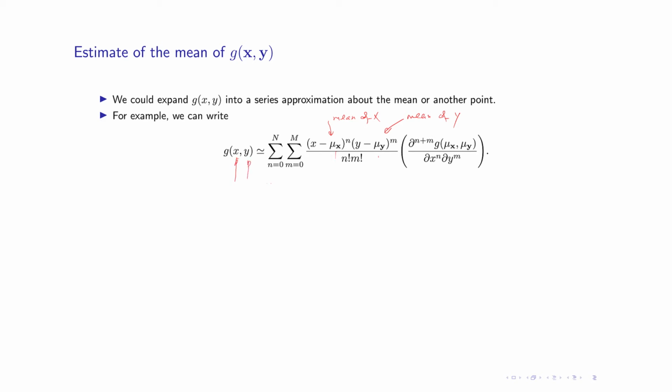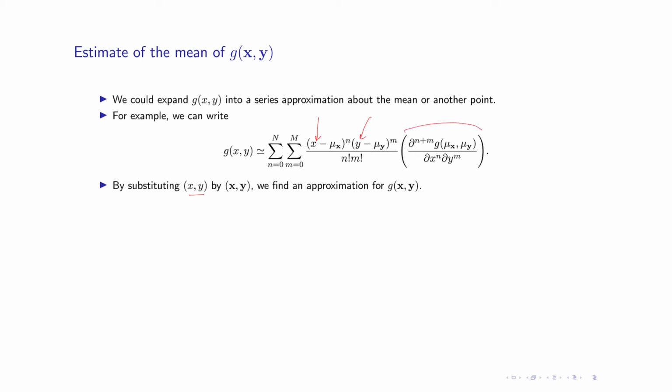So if we substitute these x and y with random variables x and y, we get an approximate random variable, and then we can calculate the expected value of both sides. We substitute this pair of x and y by x and y, here and here only. And remember that this part is the derivative of the function of x and y, n times with respect to x, m times with respect to y, and then once you calculate the derivatives, you substitute x and y by mu x and mu y. So this is calculated using the mean of x and y and the derivatives of the function about the mean of x and mean of y.